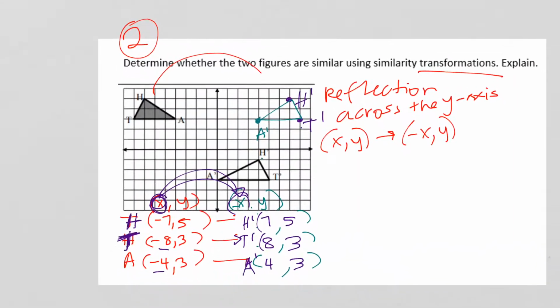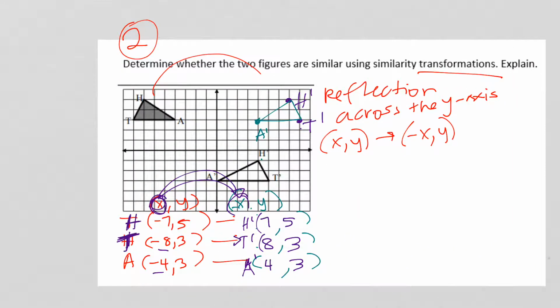So I just graphed my image after one transformation, and you notice that my image is not where it's supposed to be. So now I know that there's a translation. So I have to figure out how many units we move. So translation again just means to shift left, right, up, or down.